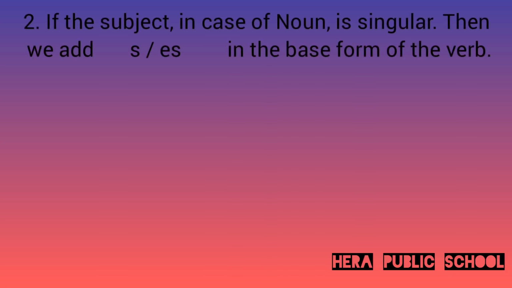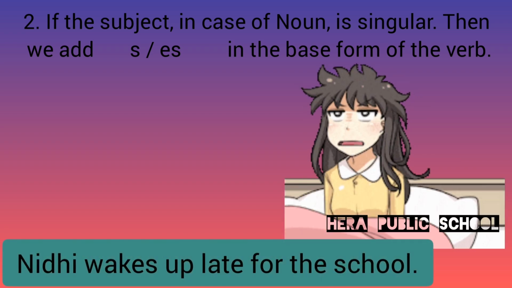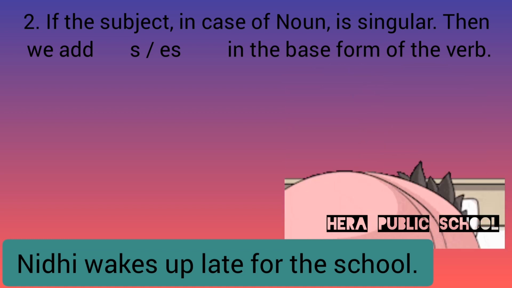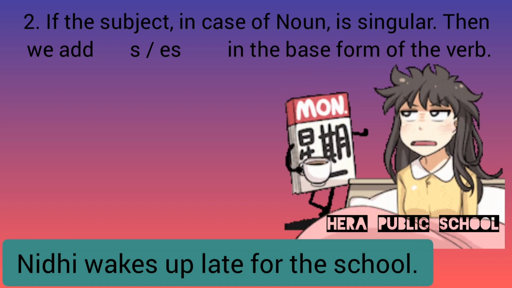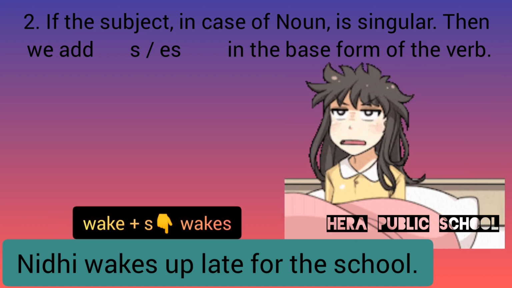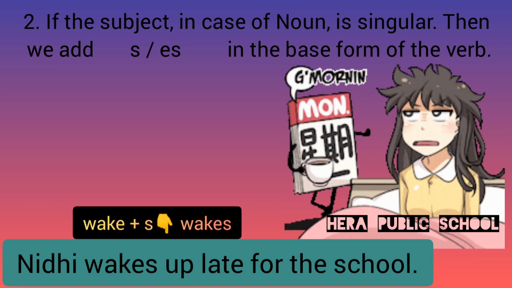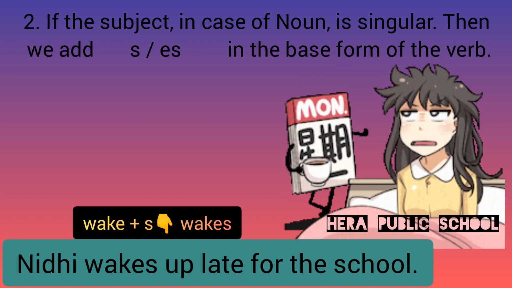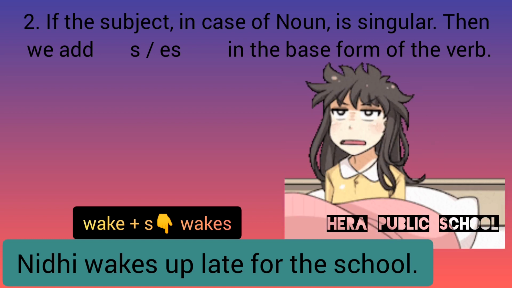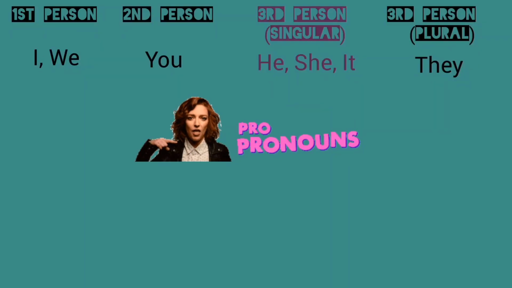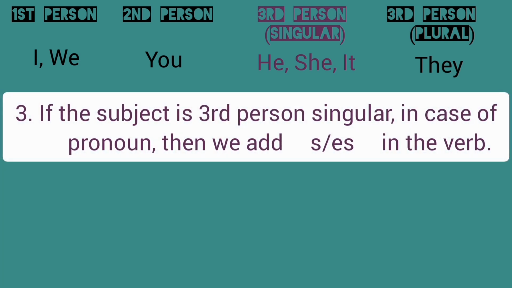If the subject in case of noun is singular, then we add s or es in the base form of the verb. Let's see an example. Nidhi wakes up late for the school. In this example, Nidhi is singular. That's why we have added s in the verb. So here it will be wakes, not wake. Does that make sense?